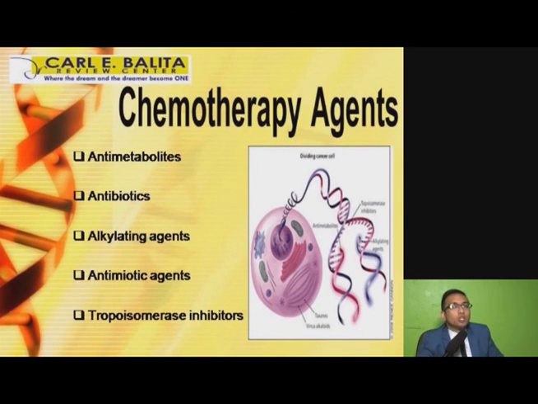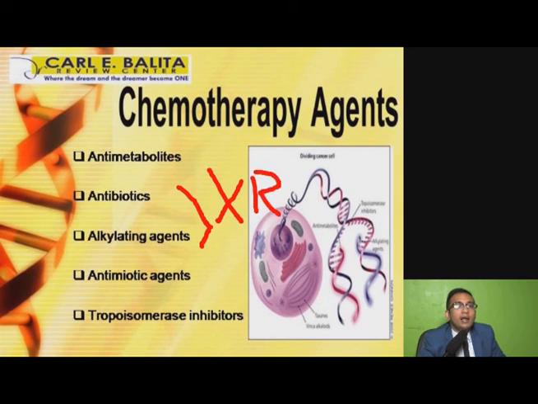How about the action of antibiotics and alkylating agents? Pareho ang kanilang action. Okay, anong ginagawa nila? It interferes with RNA and DNA synthesis. So, pag walang RNA and DNA synthesis, walang proliferation ng cells. So, that is the action of antibiotics and alkylating agents.